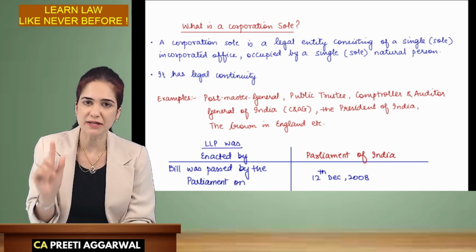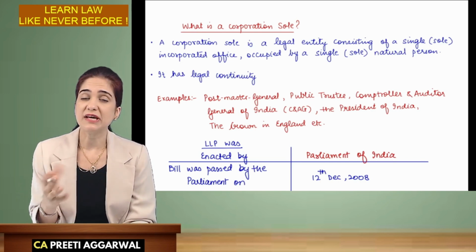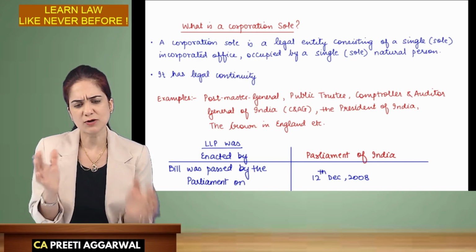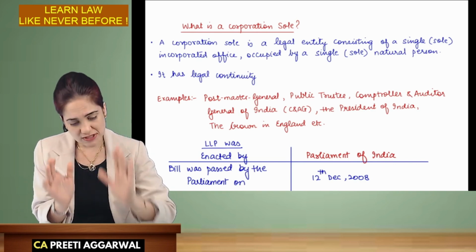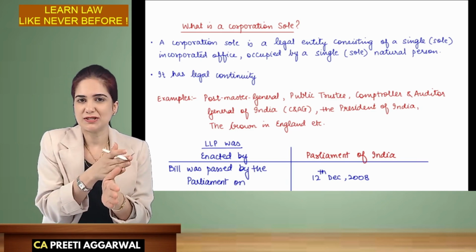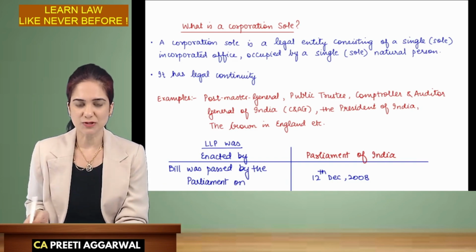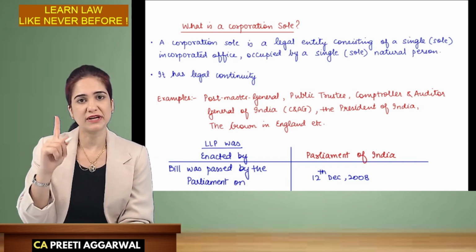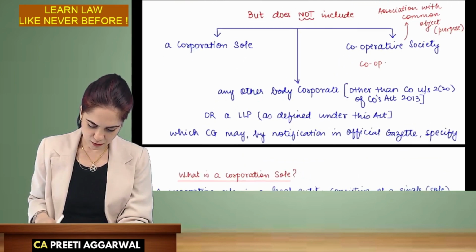It has legal continuity. Like Postmaster General, Public Trustee, CAG, Comptroller and Auditor General. It's an office. People may change, but that office continues. That position continues. The President of India. People may change, but the office of the President continues. The Crown in England. So these are corporation sole. They are the sole decision makers. It does not include corporation sole.